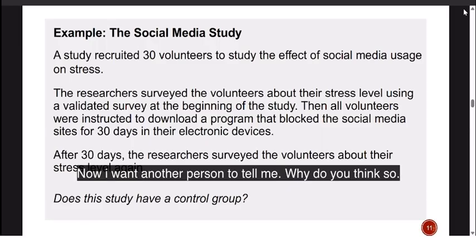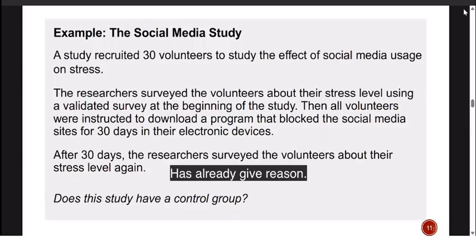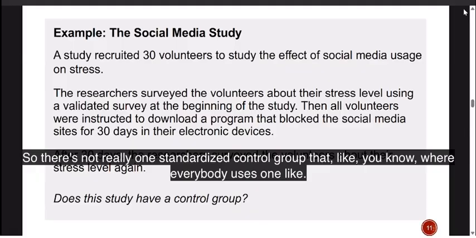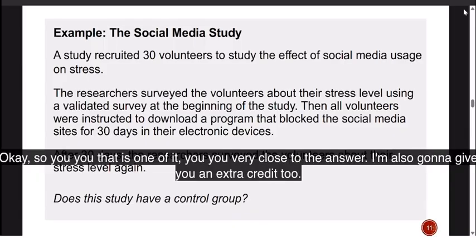Now, I want another person to tell me, why do you think this particular study does not have a control group? Can somebody give a reason? Is it because people are going to have varying levels of social media usage? So there's not really one standardized control group where everybody uses, like, 1 hour of social media. It's more like everybody is very highly varied. Okay, so that is one of it. You're very close to the answer. I'm also going to give you extra credit too.